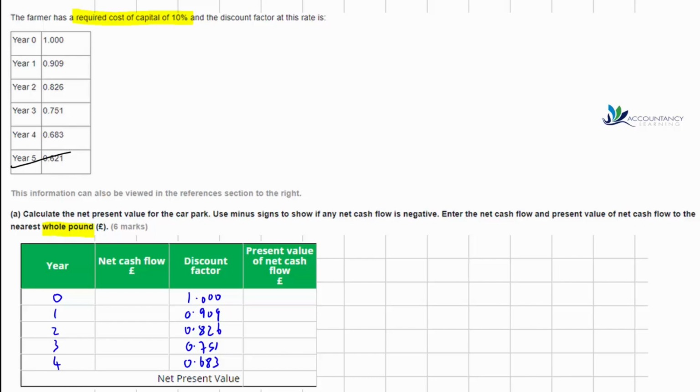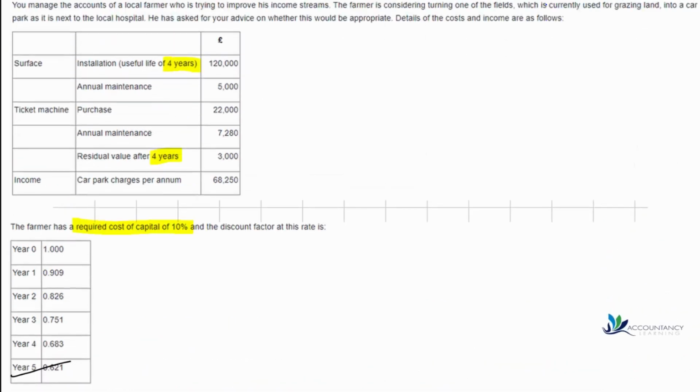So there we are. We've done some of the easy parts of that table. So we've got some marks already, haven't we? But what we need to do now is work out our net cash flows. So we need to look at the table here. So if we think about, first of all, at time 0, we're going to spend 120,000 on installing the surface for the car park. And also we're going to spend 22,000 on buying the ticket machine. So we've got a cost on day 0 of 142,000.